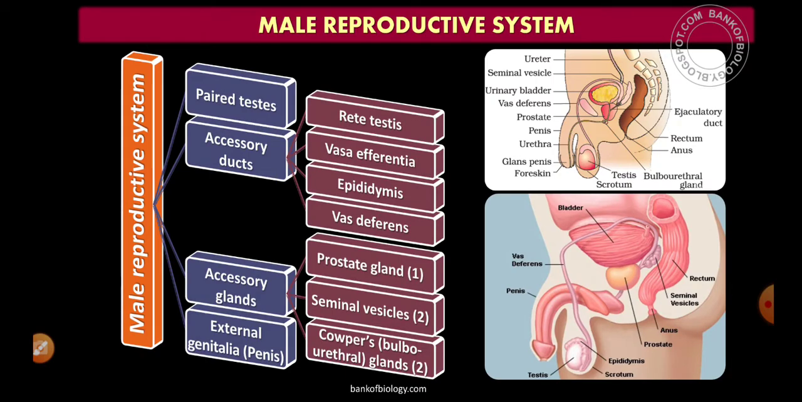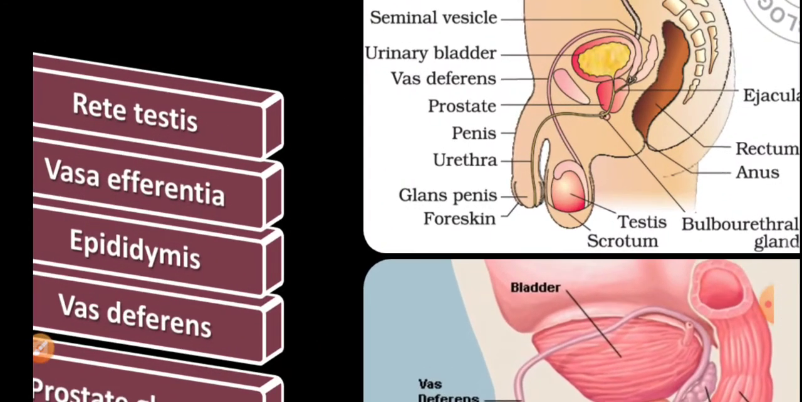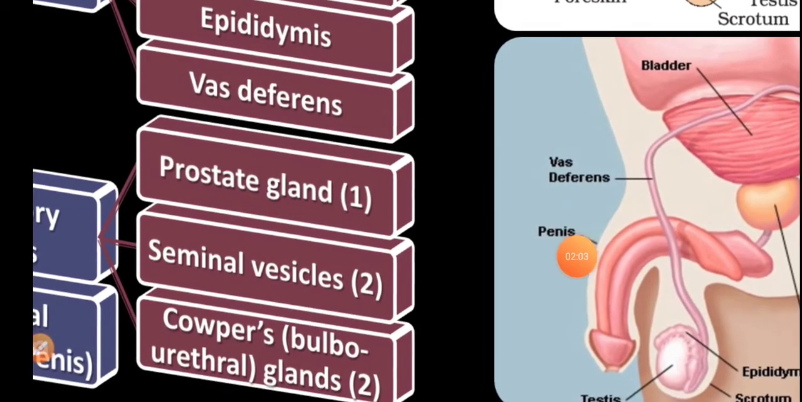Figures 3.1a and 3.1b both clearly denote the structure of the male reproductive system. They are well-labeled figures, as you are also seeing in the slide. This is the figure of the male reproductive system.